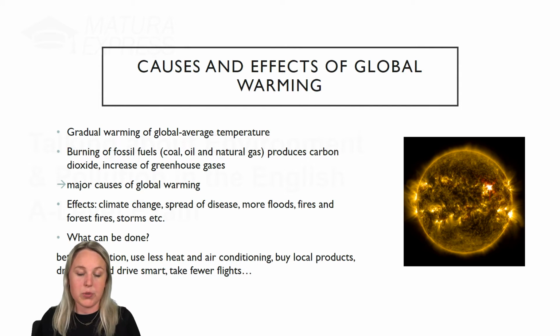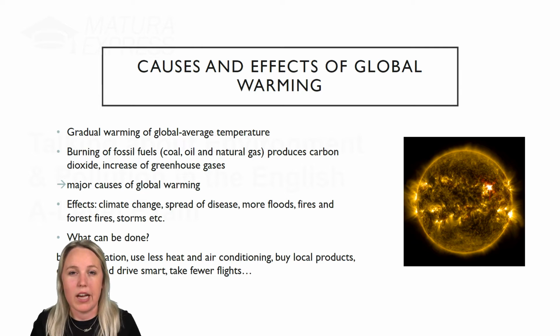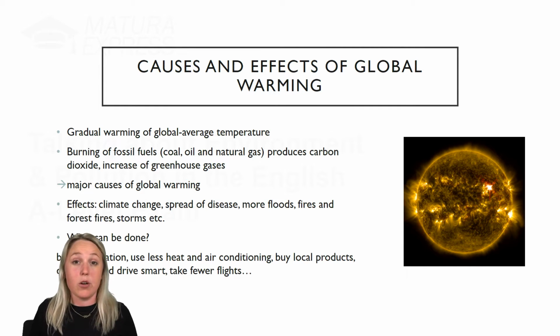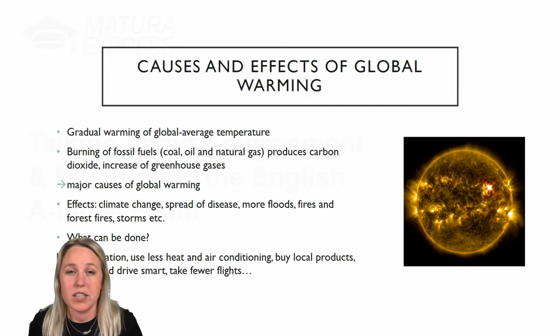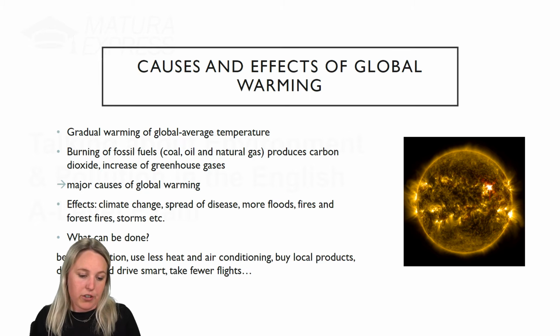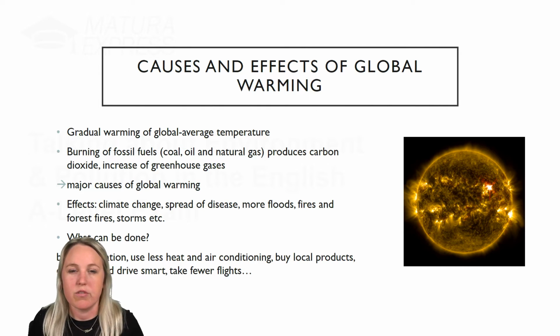And what can be done to tackle this problem of global warming? First of all, you have to be aware that there is global warming. I mean, there are some people who aren't. But then you should or could save energy. So to have a more energy efficient lifestyle, for example, to have a better insulation at your home, so better windows so that you don't need to heat that much, so use less heat and air conditioning, buy local products so that the way of transport is not that far, and drive less and drive smart, so maybe take your bike instead of the car, and take fewer flights, especially short distance flights. If you want to go to the United States, then okay, it's fine to take the plane, but if you just want to go to, I don't know, Vienna, take the train.